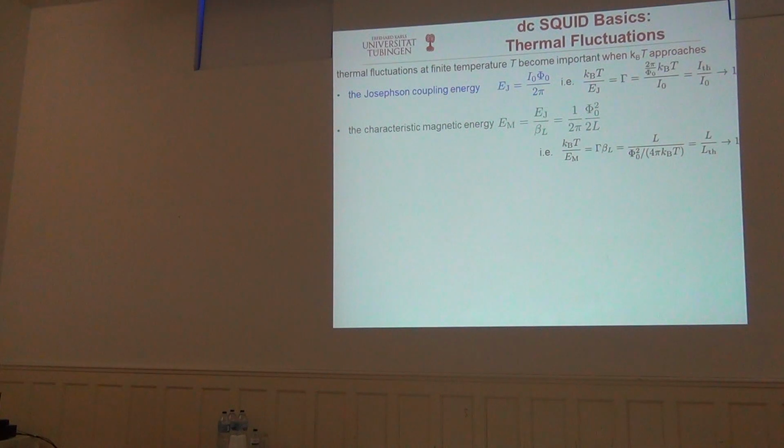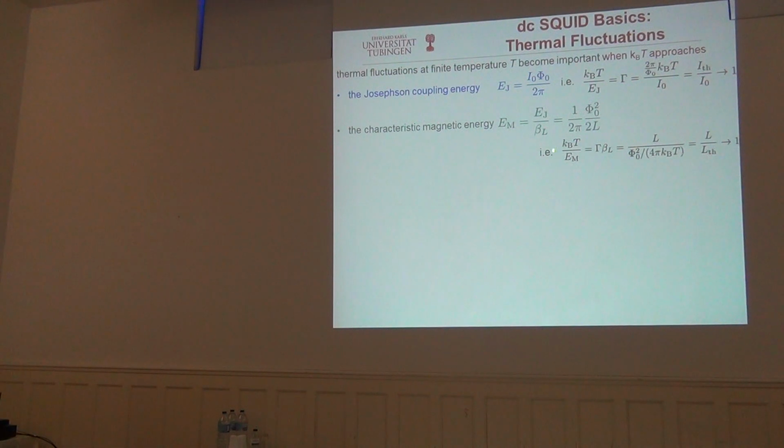Energy scale, the magnetic energy in the ring also coming into play. And this is, I introduced that already, the Josephson coupling energy divided by beta L. So you can write this as 1 over 2 pi times finite square over 2L. Now you can compare KBT with this magnetic energy. So you can state fluctuations become important when KBT over EM becomes small.